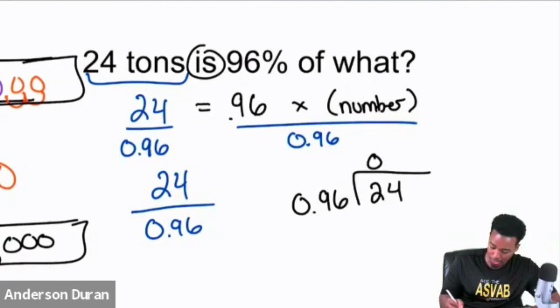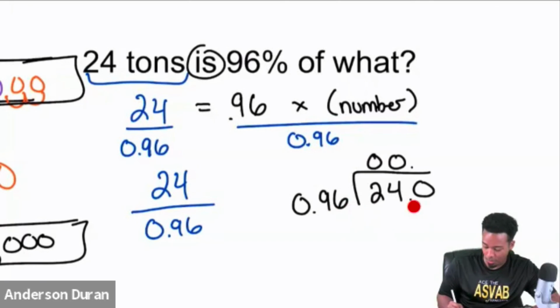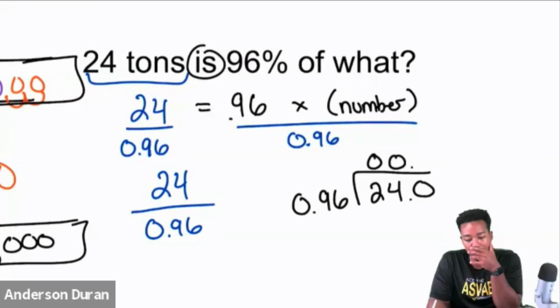Everybody, does 96 go into 24? Help me out. Nope, that's not going to happen either. So we got a decimal place that we're going to bring down right there. Now we're going to bring down our zeros here. How many times does 96 go into 24, everybody? How many times is that going to be?